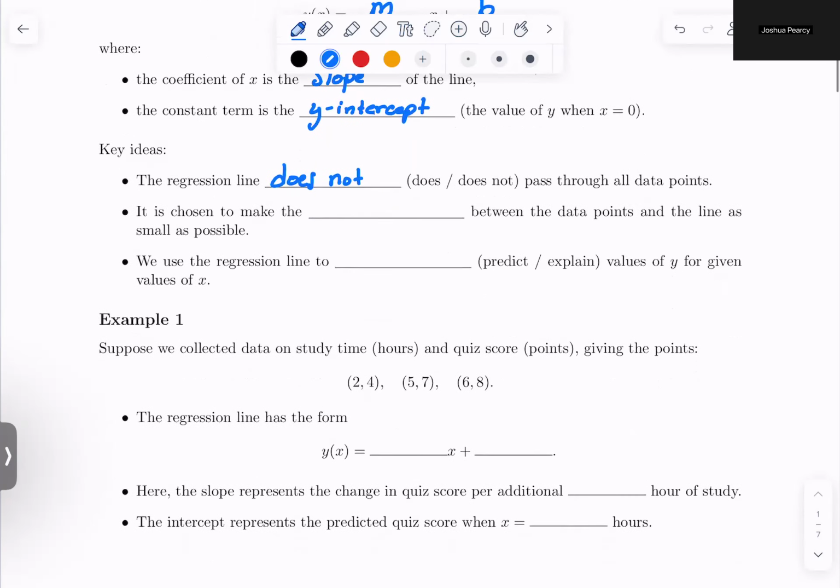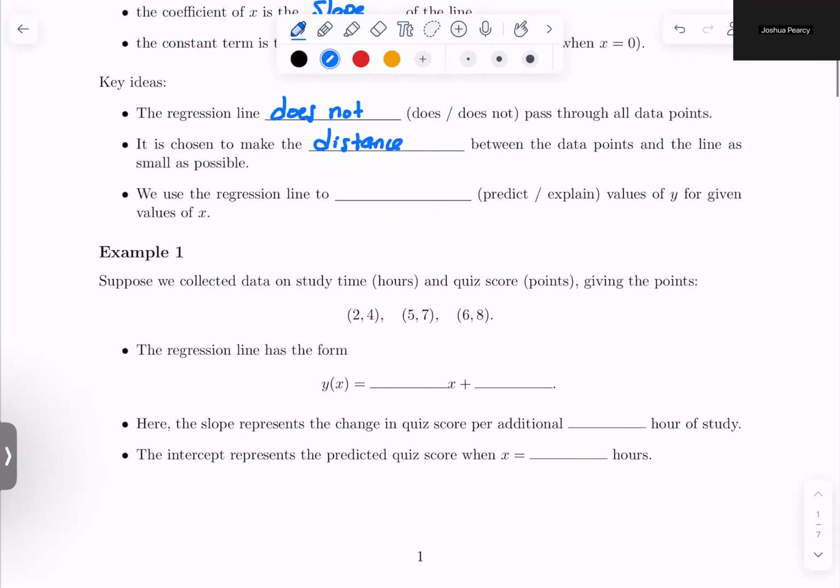The regression line is chosen to make the distance between the data points and the line as small as possible. A term that we use in statistics is that we're trying to minimize the sum of the squared residuals, and the residual is the distance between the data point and the actual regression line.